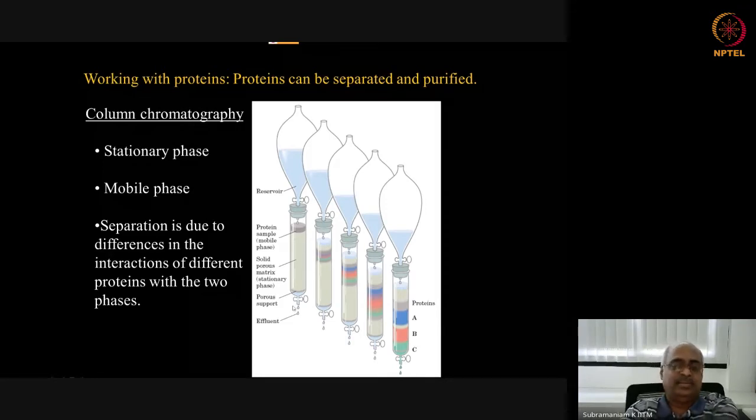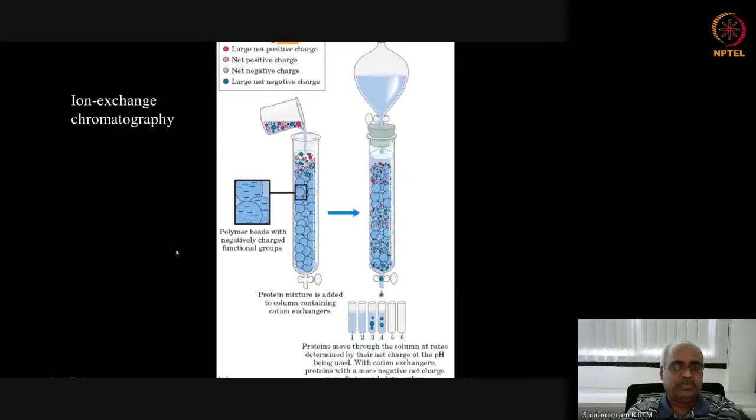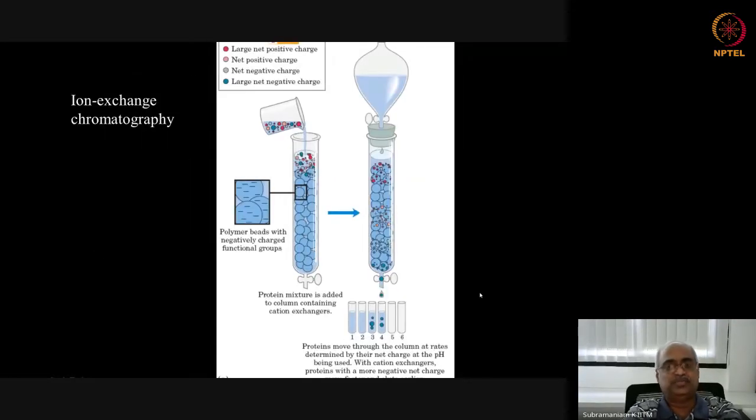So in this particular example, you can imagine the longer the column and the longer this mobility, the more the separation. Okay. But there are limits to how long you can have a column. Therefore, there is a maximum limit to the number of theoretical plates. So this is the basic principle of chromatography. So now let us look at different types.